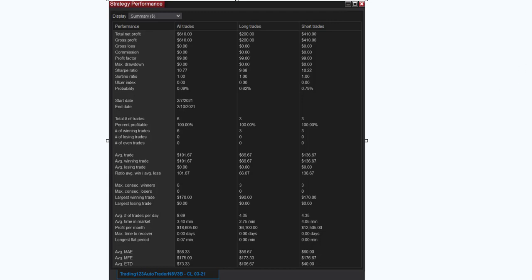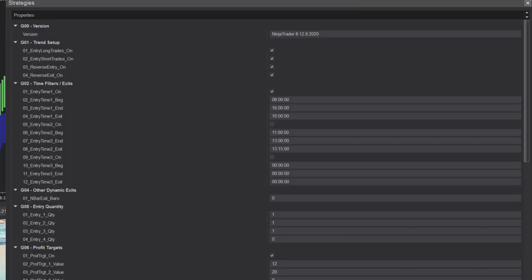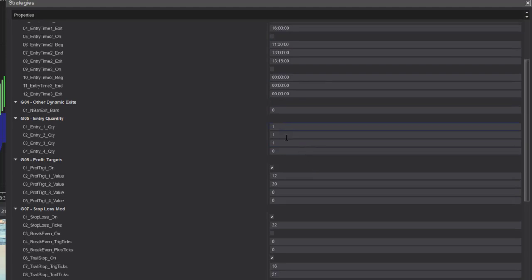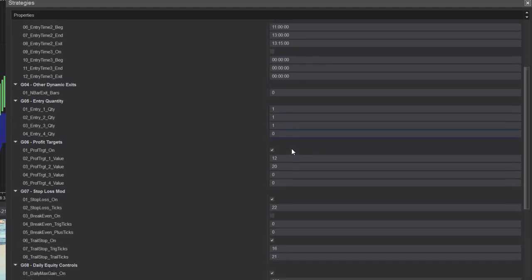So let's look at the ES chart now. So here is the ES strategy settings. Much like the crude oil, all the strategy settings are the same. So we basically got our time set. We're trading 3 contracts like we do each day.